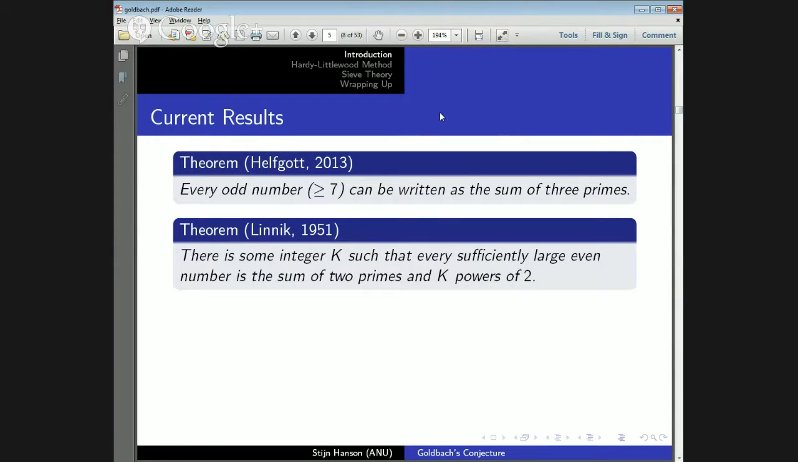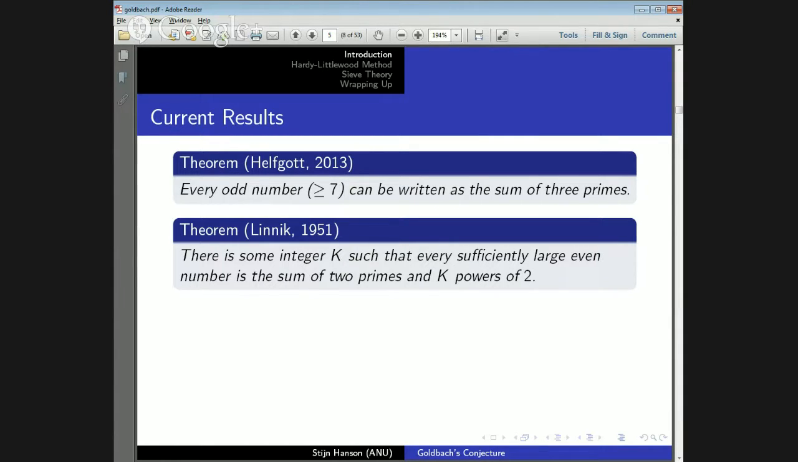The second is due to Linnik. Note, these aren't coming in chronological order. So this was just after the Second World War. And he proved that we can fix some integer k. Beforehand, we just fix some k. And then every sufficiently large even number, and sufficiently large will pop up again and again, just means that we can ignore the low values and just consider what's going on essentially in the limit. So some integer k such that every sufficiently large even number is the sum of 2 primes and k powers of 2.